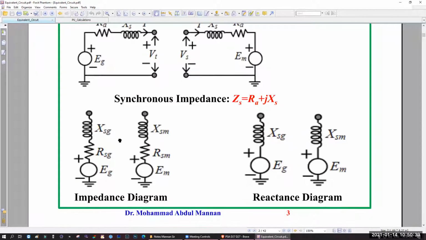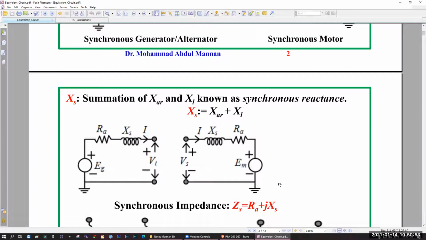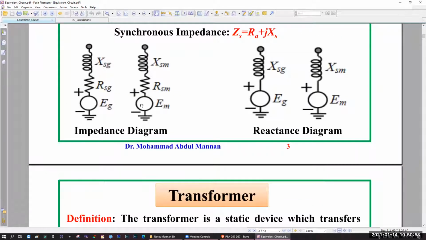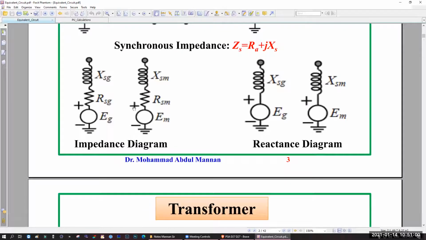And if I ignore the resistance, so what will it be? It will be the reactance diagram, right? This is the impedance diagram. This is the reactance diagram. Understood, everyone? Yes, sir. Okay. This is for a motor. This is for a generator. This is for a motor. One generator, one motor.